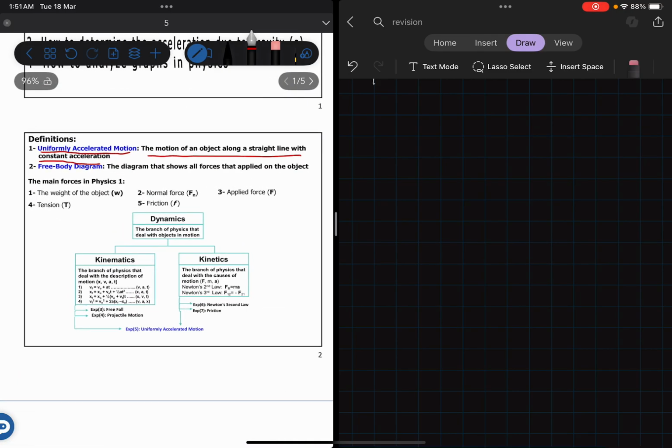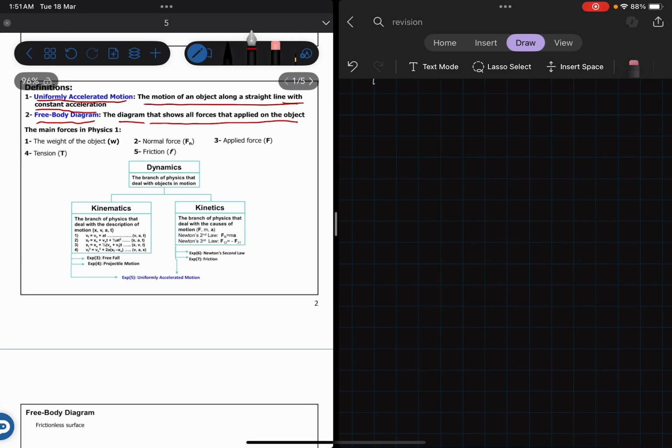Let's start with definitions. The uniformly accelerated motion is the motion of an object along a straight line with a constant acceleration. And the free body diagram is a diagram that shows all forces that apply on the object.